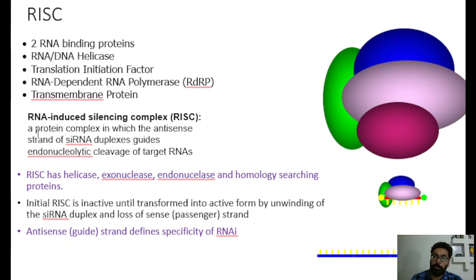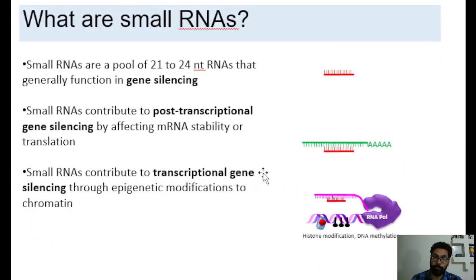After the recognition of double-stranded RNA, it gets chopped off by the dicer-like protein. Argonaute protein binds the chopped off siRNAs, and they will associate with the RNA-induced silencing complex for further action. Here, the antisense strand is very important because only it can define the degradation specificity of RNAi. So these were the main components of RNAi.